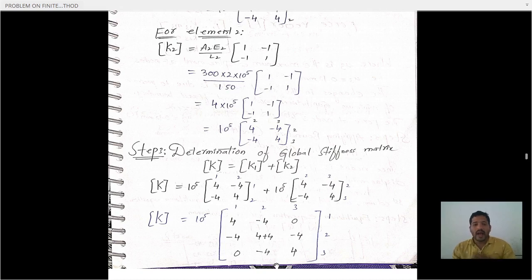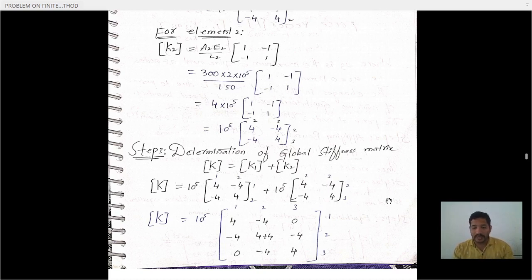Then after getting the elemental stiffness matrices K1 and K2, you need to add them, K1 plus K2. The K1 plus K2 we can call the global stiffness matrix. So the global stiffness matrix is 10 power of 5 times [4 minus 4, minus 4 4] for K1, plus 10 power of 5 times [4 minus 4, minus 4 4] for K2. This is the first node, second node, first node, second node, and we need to follow the same here.